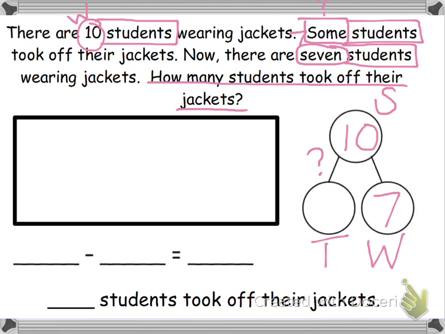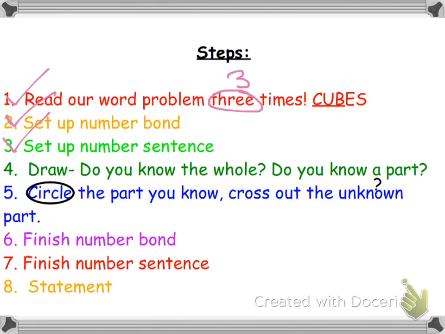Now let's set up our number sentence the best that we can. So now our number sentence, we know whenever we're taking away, that subtraction, it's our whole minus the part we took away equals the part we have left. So our whole is what? 10, right? Minus, how many did we take away? How many students took off their jacket? We don't know. So we're going to put our mystery box right there. Equals, how many students are wearing the jacket? 7. So check, we set up our number sentence.